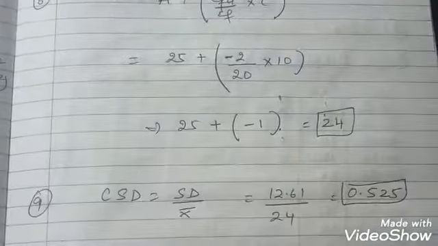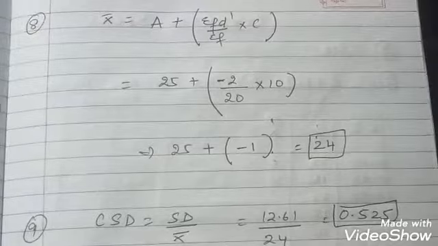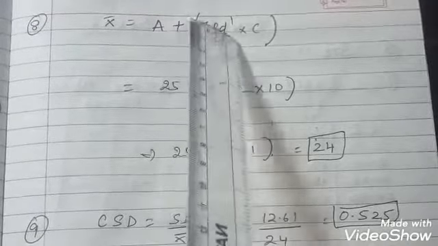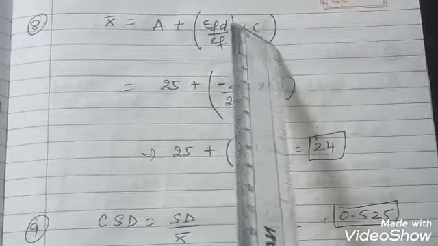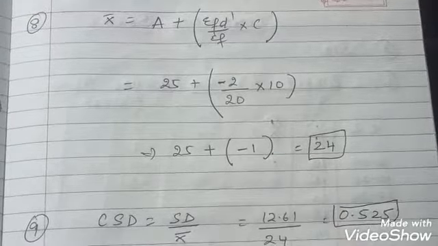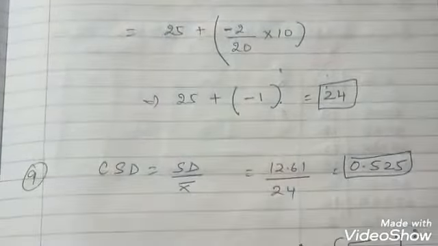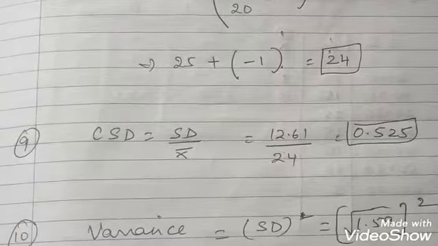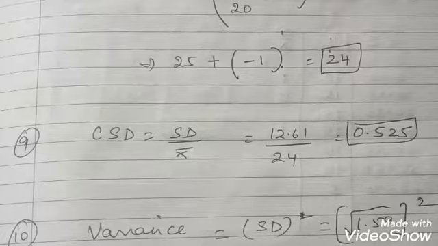If you have to calculate CSD, which is SD upon x bar, so you need to calculate x bar. X bar is not difficult. A plus sigma f d dash upon sigma f, which we already have, into c. When you post the values, your answer is 24, right? And then CSD is SD upon x bar, which is 12.261 upon 24, which is 0.525.